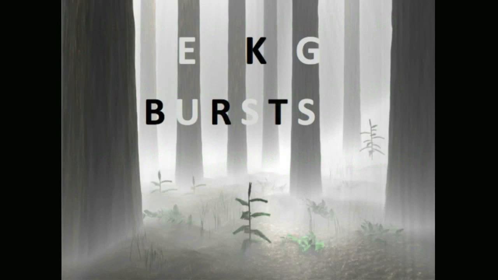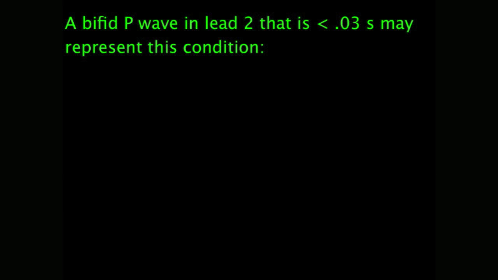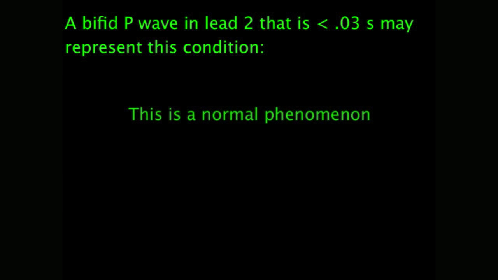A bifid P wave in lead 2 that is less than 0.03 seconds may represent this condition. Bifid P wave in lead 2 less than 0.03 seconds is nothing. This is a normal phenomenon.